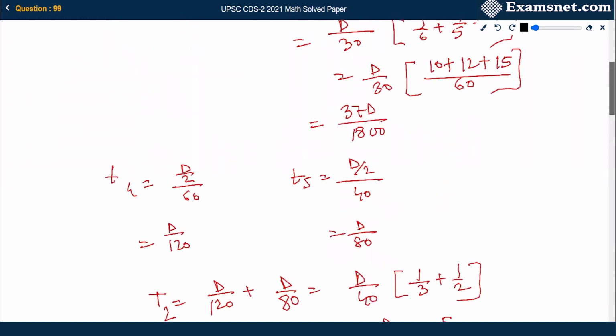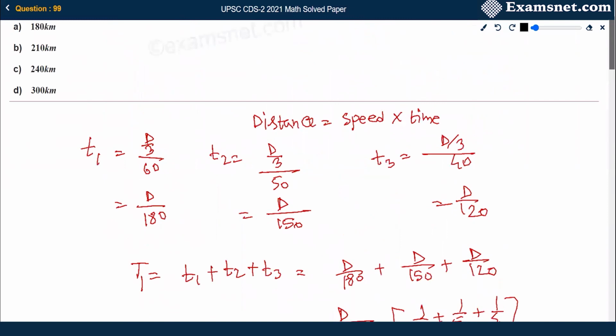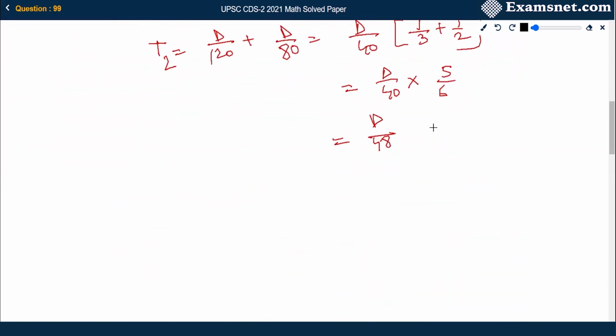Now the difference between these two time is 4 minutes. Second case was 4 minutes longer. So 37D, that is 4 minutes longer. We are calculating everything in hours. So 4 by 60, that is the case.